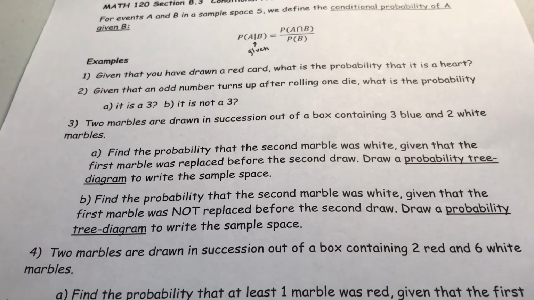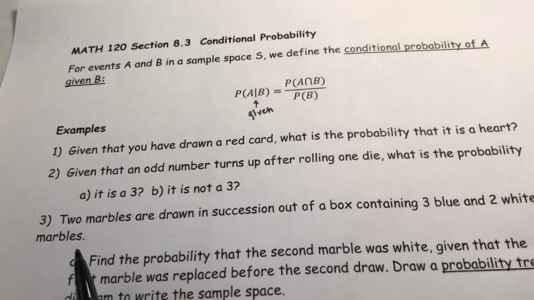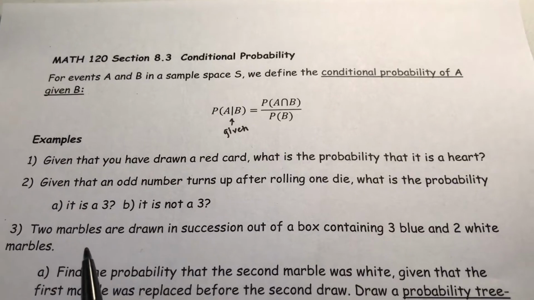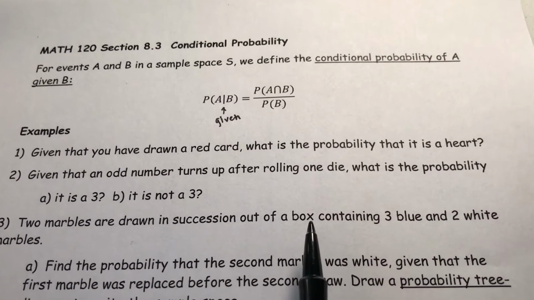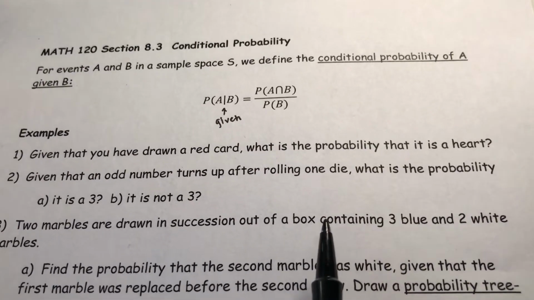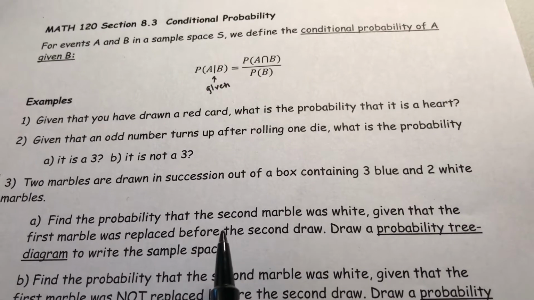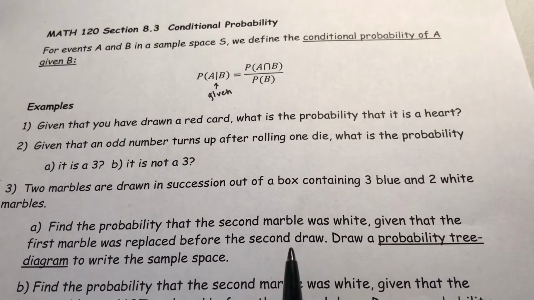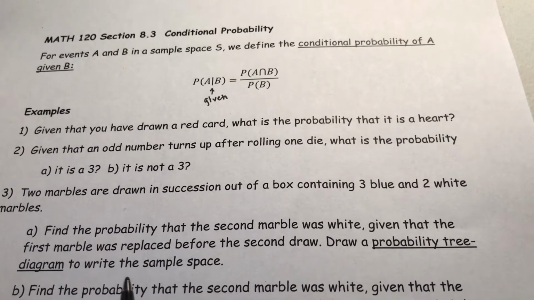Hello students, we're looking at number 3 in 8.3, a real classic example of drawing marbles or items out of a box, or an urn, containing 3 blue and 2 white marbles. Find the probability that the second marble was white, given that the first marble was replaced before the second draw. Draw a probability tree diagram to write the sample space.